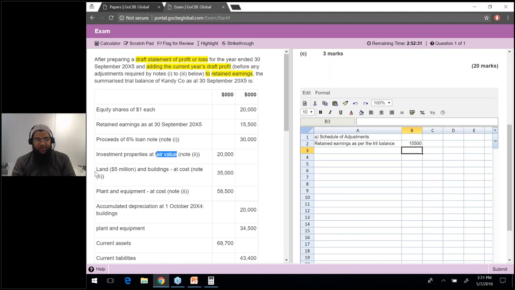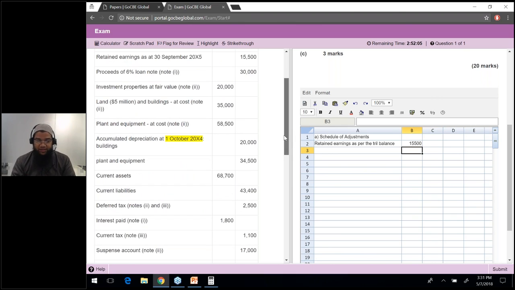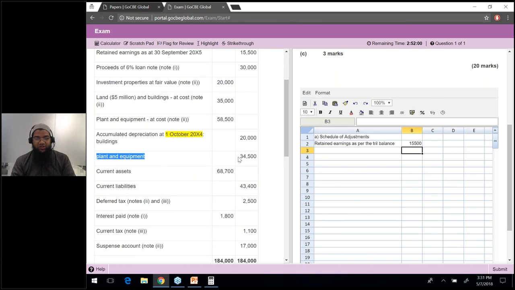And then we have a land of 5 million and building at cost. The total is 5,035,000, which means 5,005,000 relates to the land and the remaining 30,000 relates to the building. We have plant and equipment at cost. We have accumulated depreciation. The date of the depreciation is 1st October 2024, which is the start of the year. This means that the asset has not been depreciated for the current year. And the accumulated depreciation for plant and equipment is 34,500.